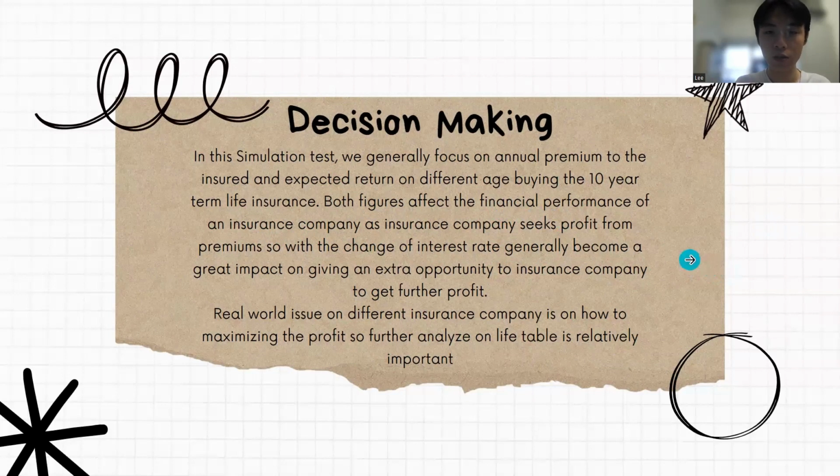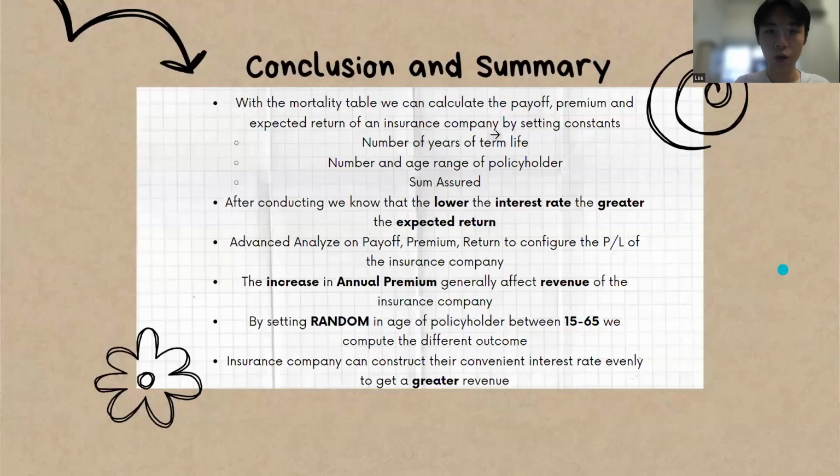Changes of interest rate generally have a great impact, giving extra opportunity to the insurance company to get a greater profit. Using a real-world issue of how different insurance companies maximize their profit, further analysis of the life table is very important, because the main revenue generated by insurance companies is from the annual premium. By changing the interest rate, we can know how the interest rate impacts the insurance company in generating their revenue. So we'll come to the conclusion and summary.